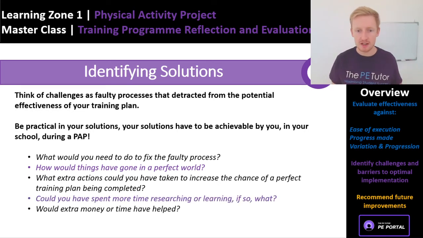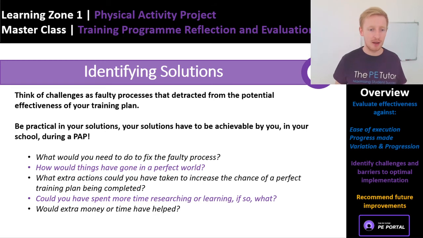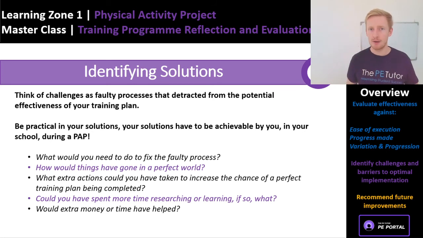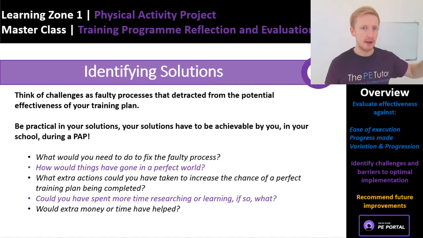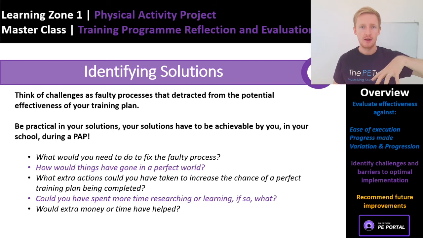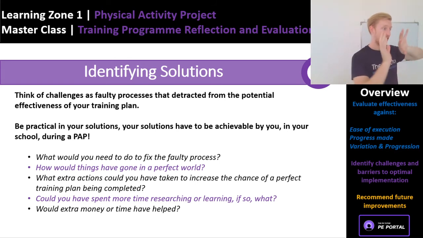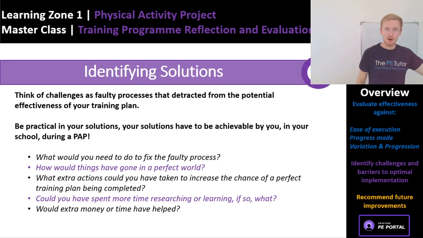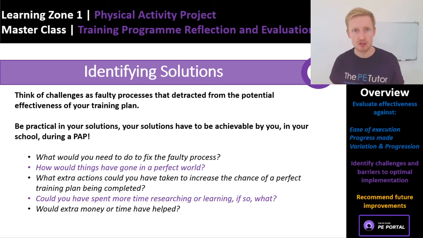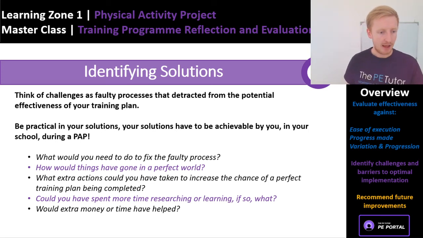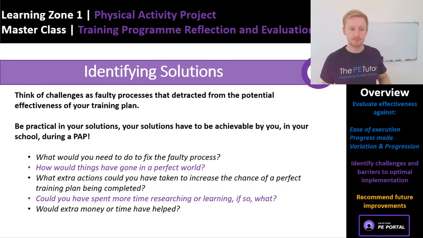What actions could you have taken to increase that chance of that perfect training plan? Where could you have spent more time? What would you have spent more time learning? Going back to what we said on the previous slide about, did you know the principles of training and how to train it, or how to create a training program before you actually did? Or were you learning it at the same time? If you were learning at the same time, then maybe the recommendation for next time is to get the understanding first before you get into training programming. And then lastly, would any extra money have helped?